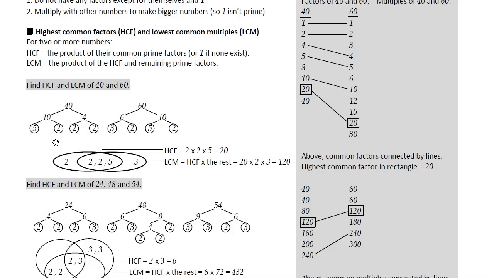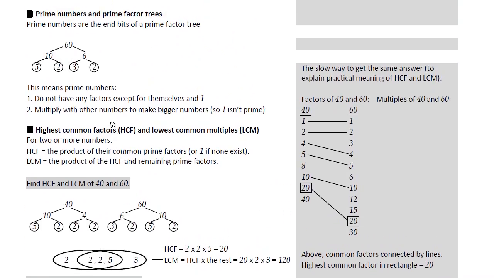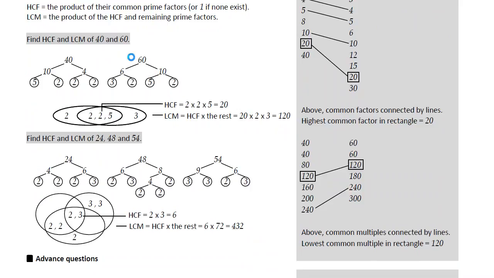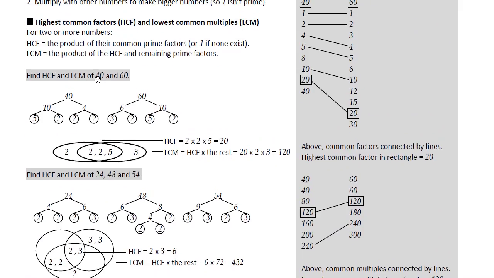Anyway, let's do it the proper way. The proper way is you make factor trees like we showed a minute ago over here. So you do factor trees of the numbers we're trying to find the HCF and LCM for.